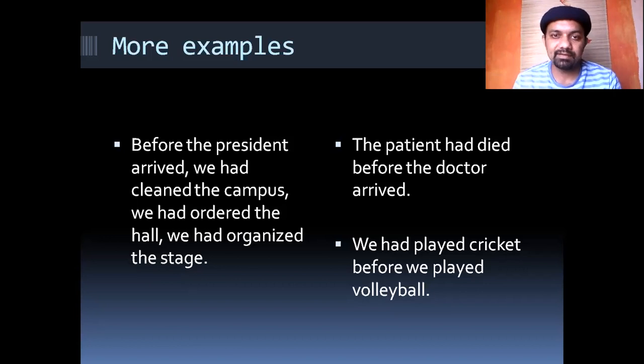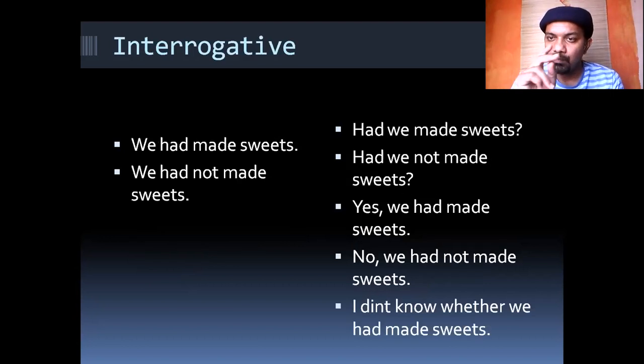The patient had died before the doctor arrived. Again, two incidents took place in the past. We had played cricket before we played volleyball. You can put it in this way: We had played cricket before playing volleyball. You can make it that way as well. So, when two incidents take place, the first one is past perfect.